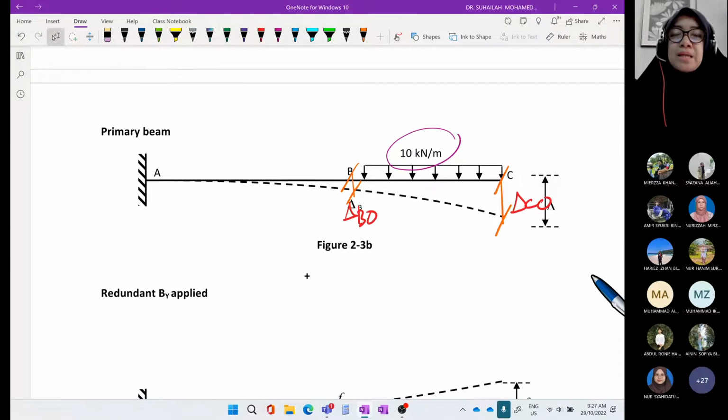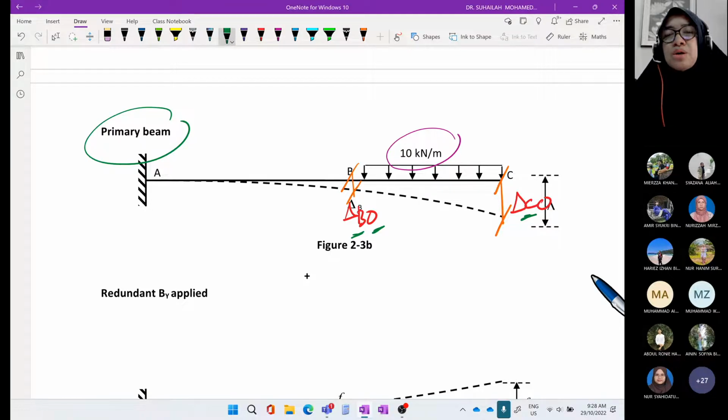Same as previous. Delta B naught means delta at position B for the primary beam. The symbol naught means that this is displacement in the primary beam. Delta C naught means that we measure the delta at position C, and both are located in the primary beam, as we identify from the naught symbol. Okay, we have to mark these two deltas.